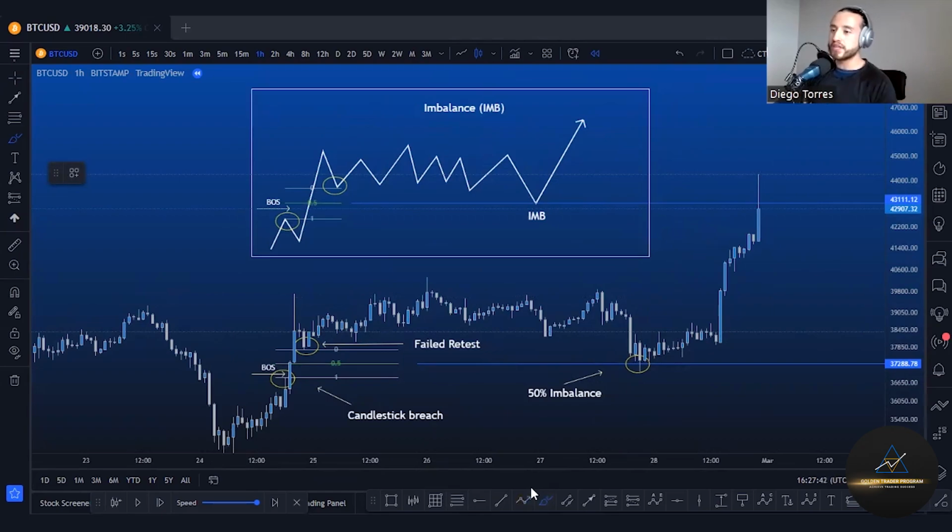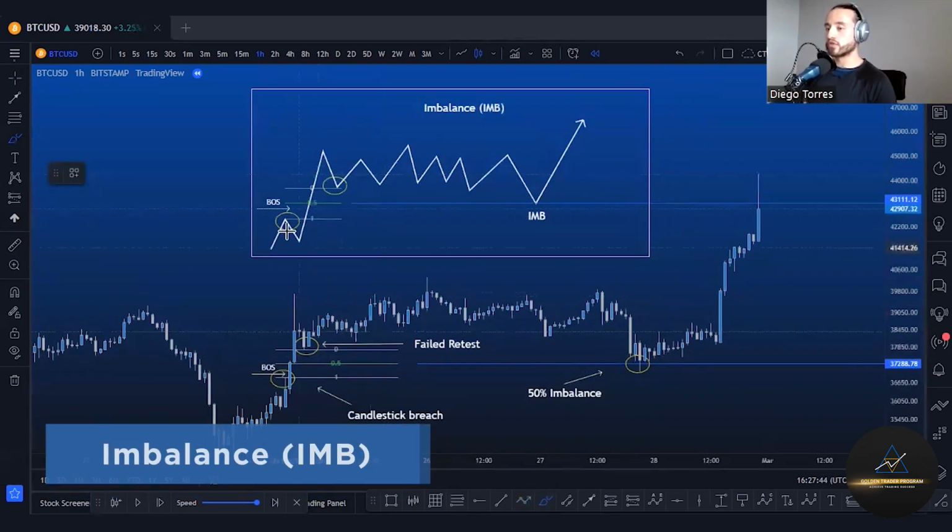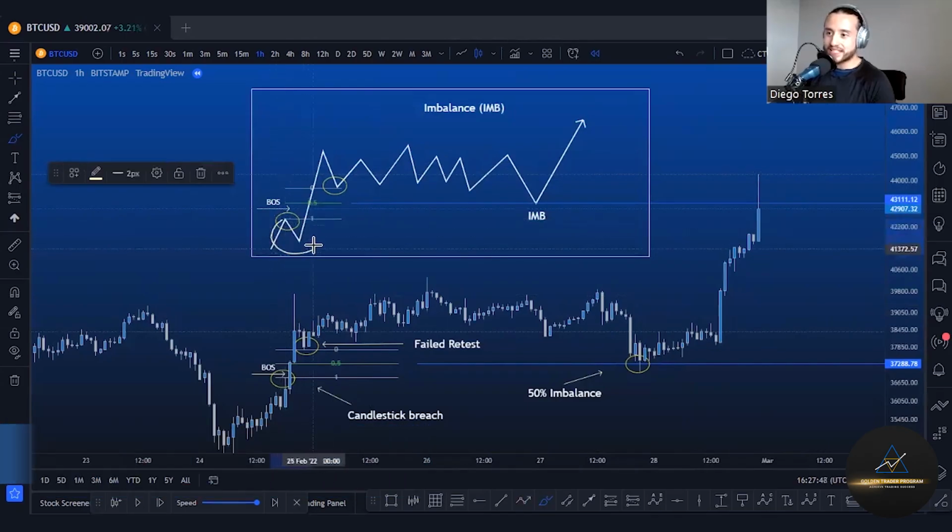Imbalance. So with the IMB, it's very, very similar to the bank level. So in this example, just imagine that this is one candlestick. It's all about the one single candlestick, the high of the candlestick. So again, just imagine that this is one candlestick here.